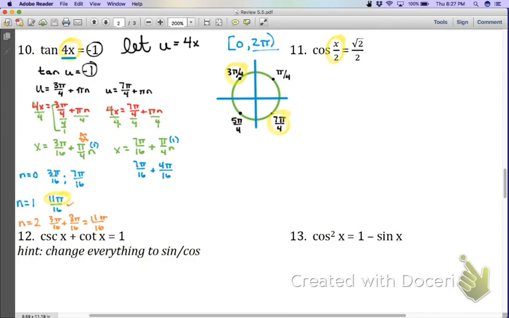Do the same thing. I'll just keep going with 7 pi over 16 plus, multiplied by 2, I have 2 pi over 4, or 8 pi over 16. So then my next value is 15 pi over 16. And again, keep plugging in values for n until this number is bigger than 32. Hope that helps. Let me know if you still need help for any of the other ones.